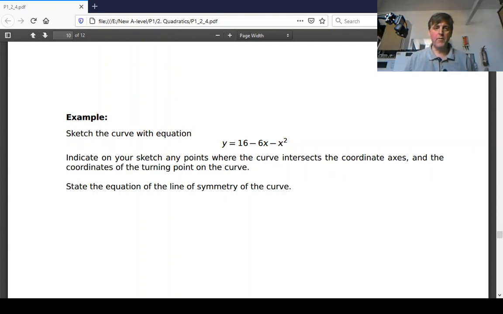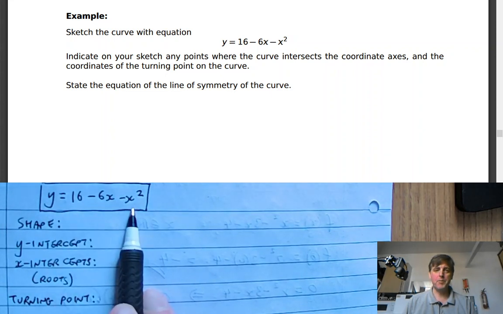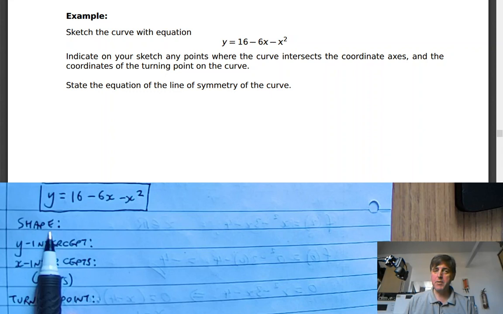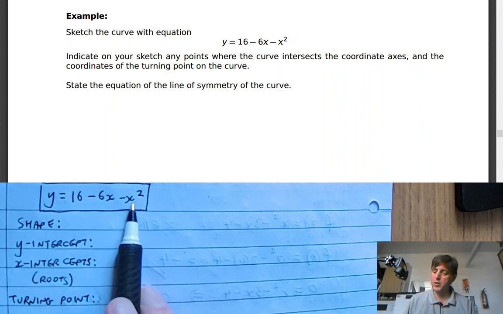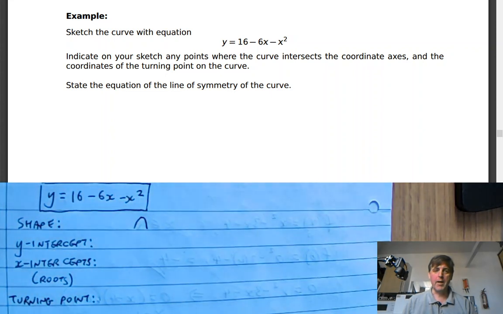So now, with all of our knowledge that we've just got here, let's see if we can piece everything together and sketch a curve from scratch here. Let me show you how it works with the one that I've got on the screen here. So we have the curve y equals 16 minus 6x minus x squared. First thing we can say, what's the shape of that curve going to be? Well, the x squared coefficient is negative, so it's going to be one that looks a bit like that.